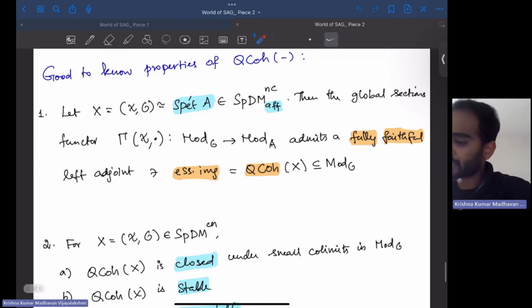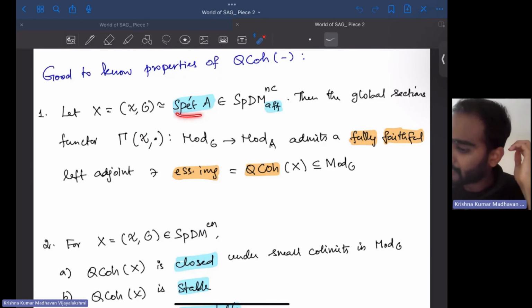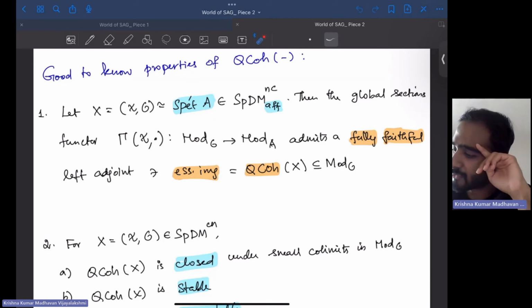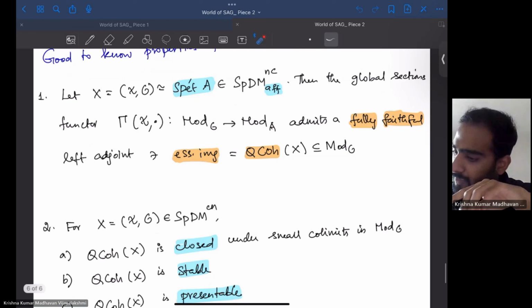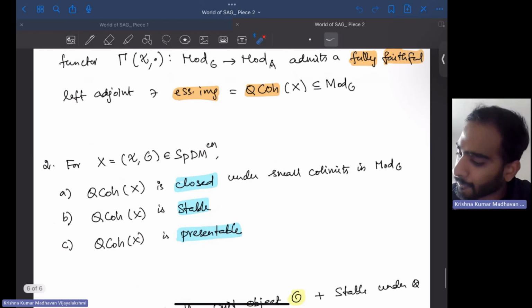So why do we need to study quasi-coherence? It's this nice property that, for affine guys at least, the global section functor admits a fully faithful left adjoint such that the essential image is exactly the quasi-coherent sheaves. So in a sense, they sort of represent the category in a very nice way.